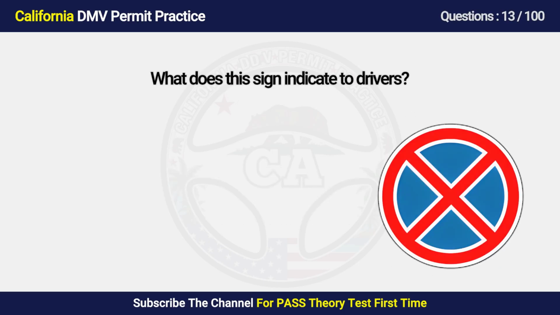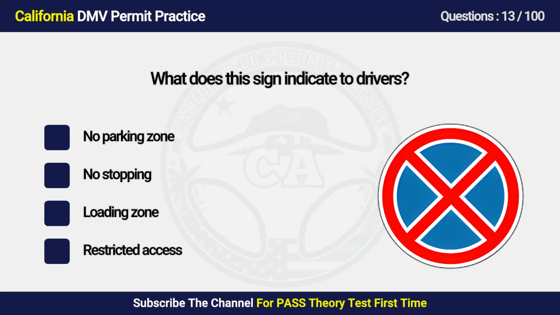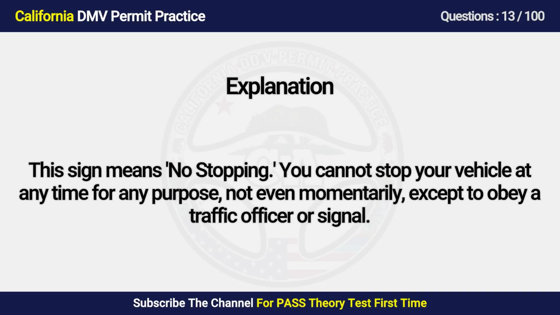Question 13. What does this sign indicate to drivers? A. No parking zone. B. No stopping. C. Loading zone. D. Restricted access. Answer is B. No stopping. This sign means no stopping. You cannot stop your vehicle at any time for any purpose, not even momentarily, except to obey a traffic officer or signal.